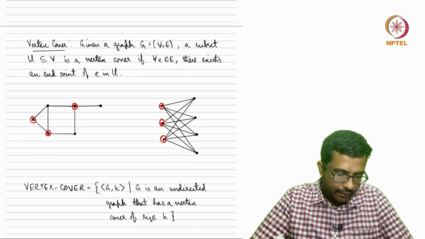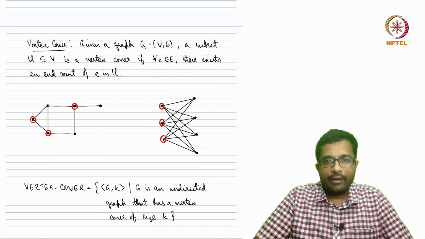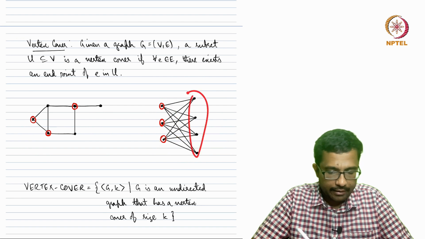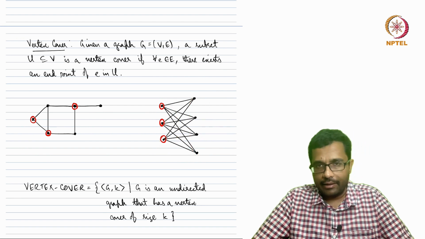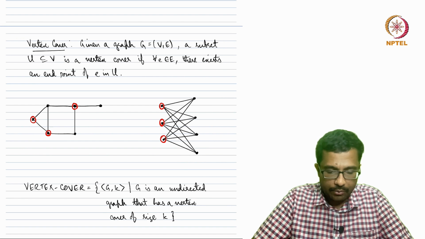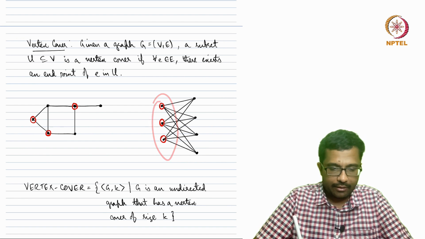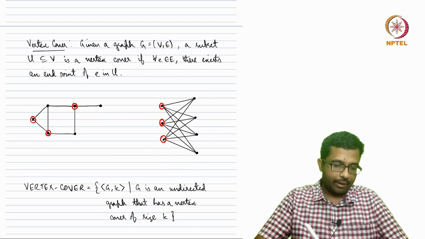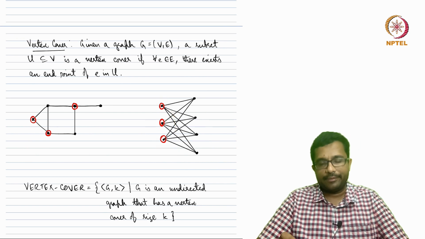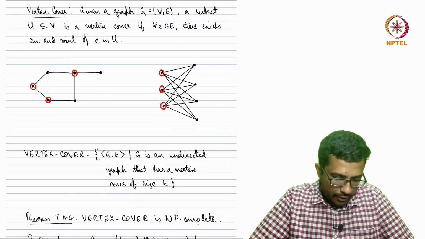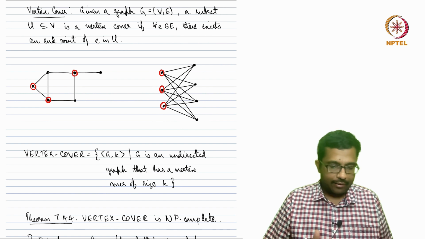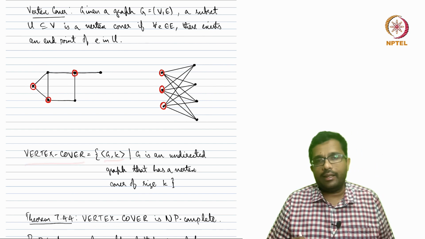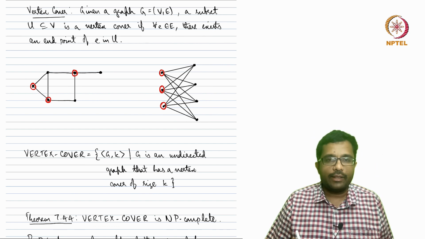On the right side we have a complete bipartite graph, with 3 vertices on the left side and 4 vertices on the right side. We can take either the right side or the left side, and that forms a vertex cover. So these 3 vertices form a vertex cover, and these 4 vertices also form a vertex cover, but I mark this one because it is smaller in number. So the language vertex cover is the following: it is the set of pairs G comma K, where G is an undirected graph with a vertex cover of size K.